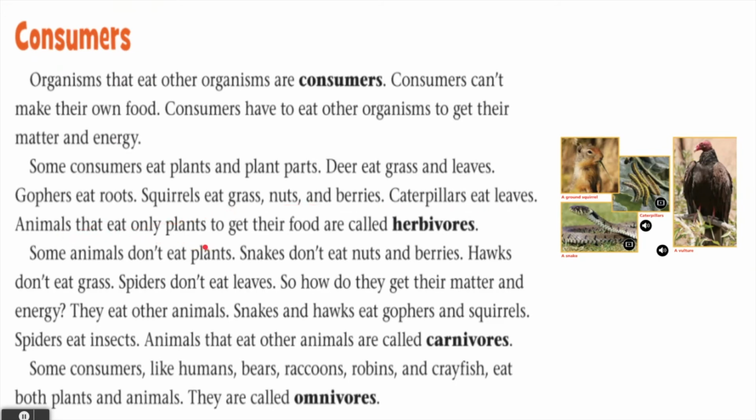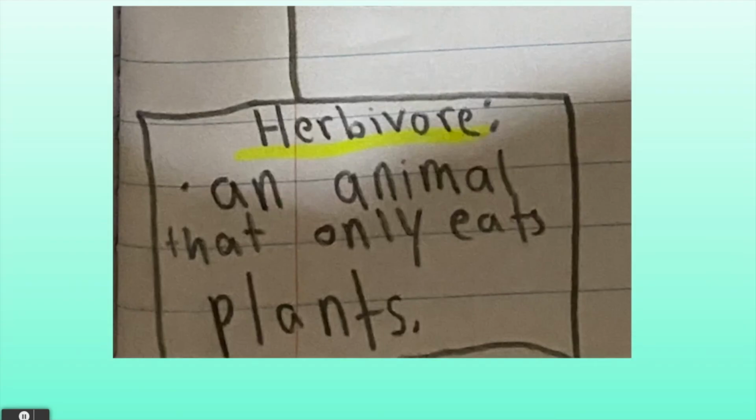Animals that only eat plants to get their food are called herbivores. They are still consumers, but they only eat plants. Right below consumers, you can write the first type of consumer, which is an herbivore, an animal that only eats plants. You have 2 minutes to add this into your journal.